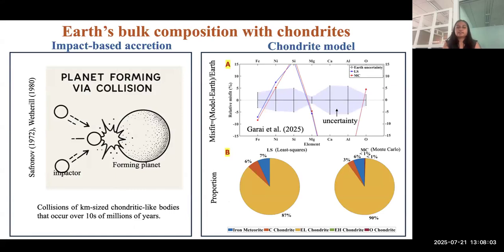Let's take a step back and look at the impact-based accretion scenario for Earth. I already mentioned that one example could be collision between meteoritic or chondritic parent bodies. Therefore, I made inversion models, least squares and Monte Carlo inversion models, where I try to match Earth's major element composition. I start from different chondrites, which are here at the bottom. Can you see my pointer?